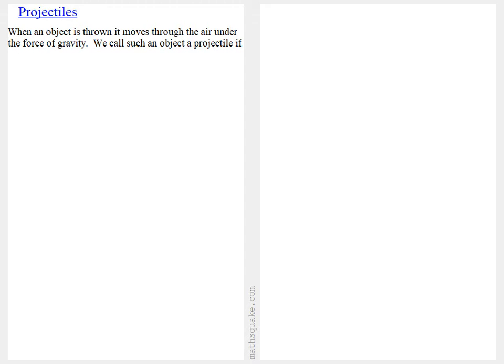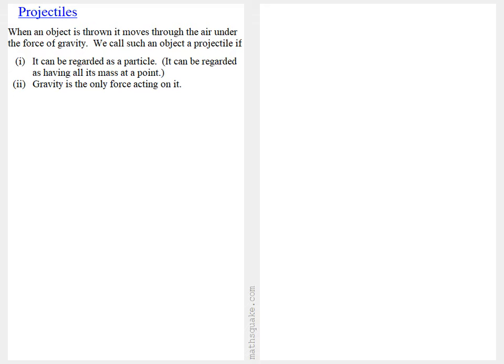We call such an object a projectile if: 1. It can be regarded as a particle, that is, it can be regarded as having all its mass at a point. 2. Gravity is the only force acting on it. And 3. It's not affected by the air. In other words, air resistance is negligible and no lift is generated.